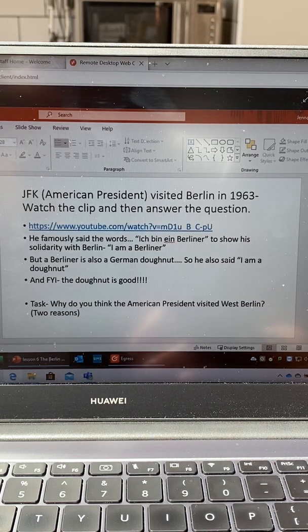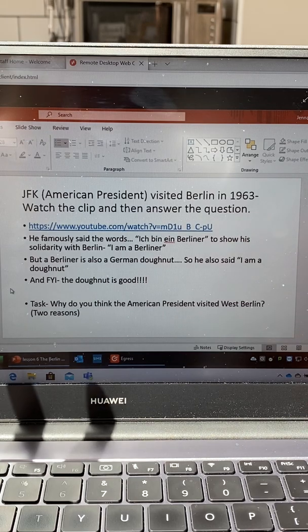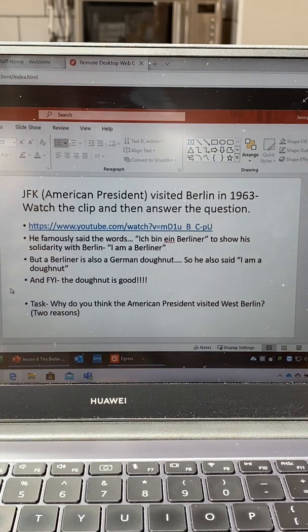Then I want you just to have a little look at the role of JFK, the American president, when he visits Berlin. So there's a little clip for you just to watch, and a really interesting comment that he made on that day. He obviously wanted to have a bit of solidarity with those people of Berlin. So he ends up muttering the phrase, "Ich bin ein Berliner." All right, so again, I'm a Berliner, I'm with you, I support you. But yet no one told him that Berliner was also a German donut.